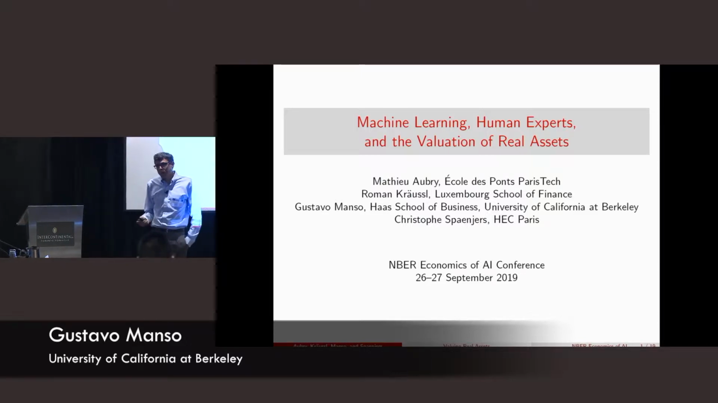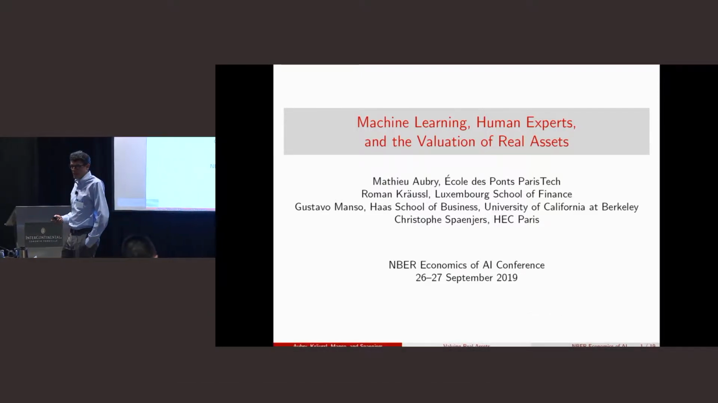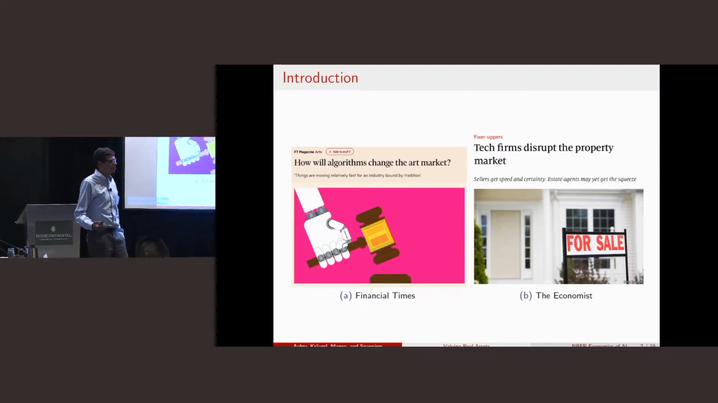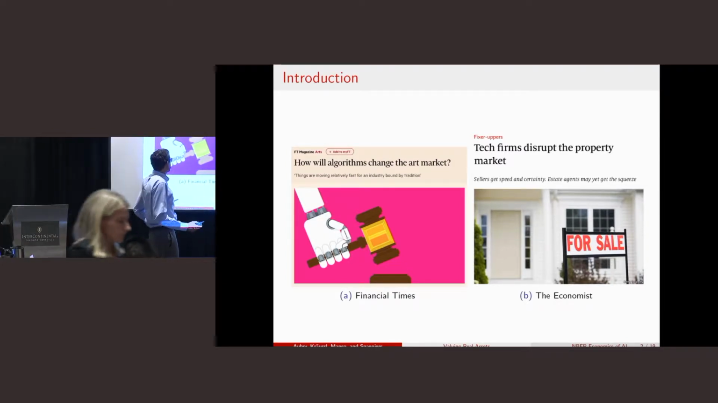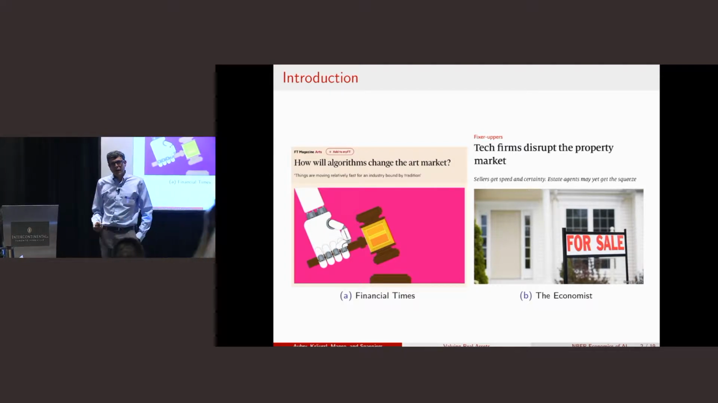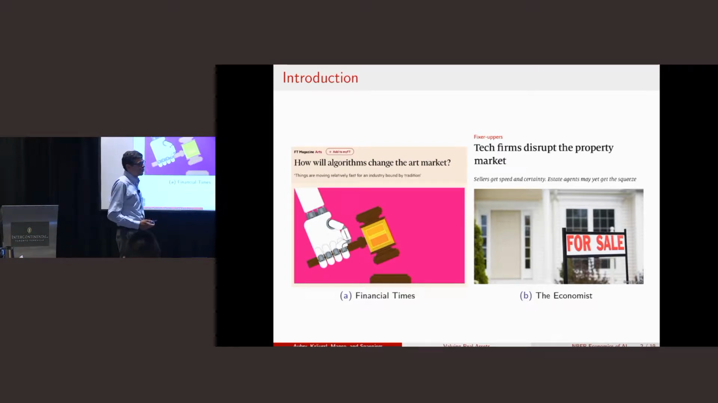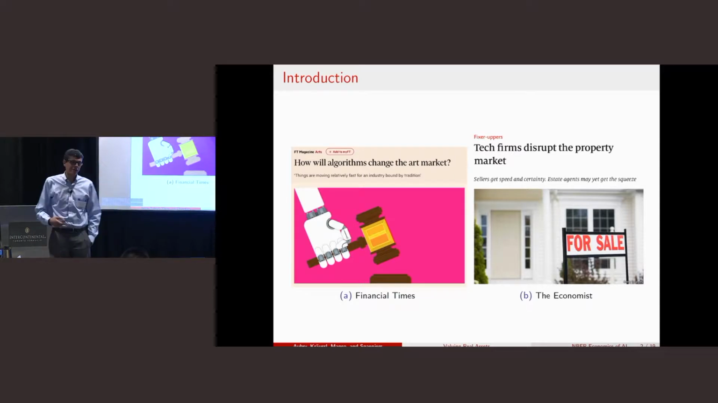We are trying to apply machine learning to value real assets. That's a problem that's been discussed a lot in the news. In particular, our setting is going to be applying these techniques to the art market to check whether machines can actually predict the prices at which art is going to be sold in auctions. And we have human estimates by the auctioneer to compare with.